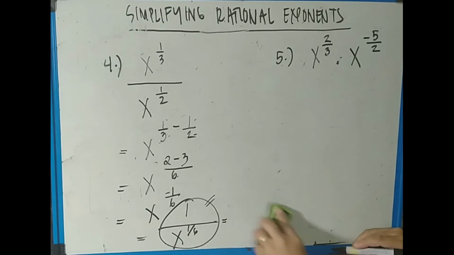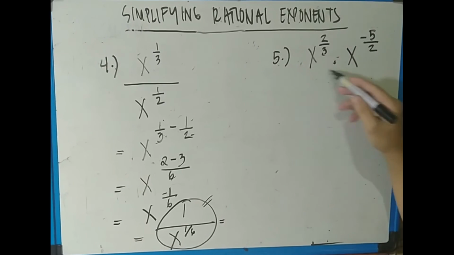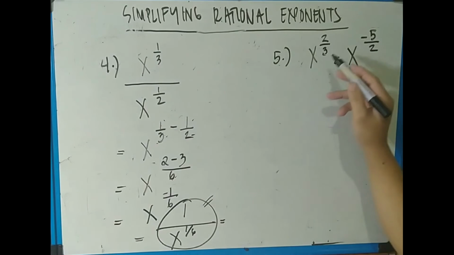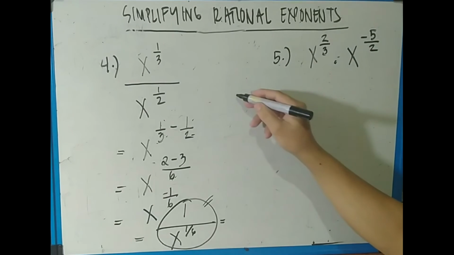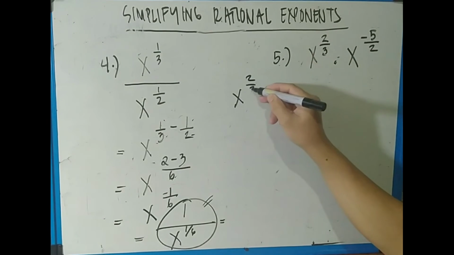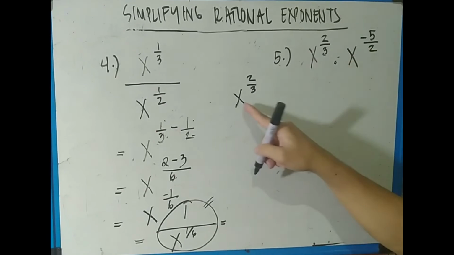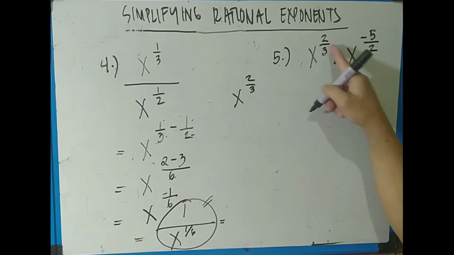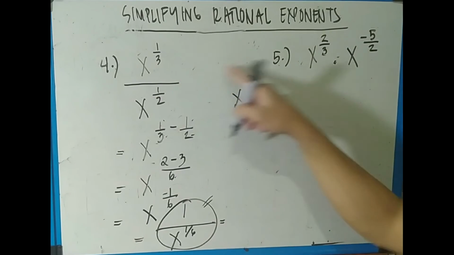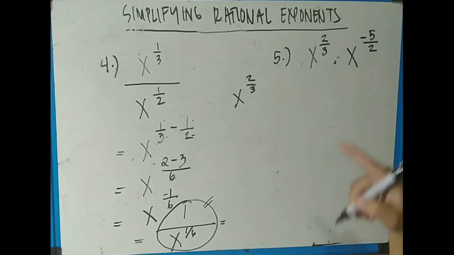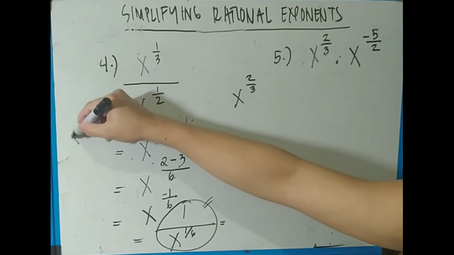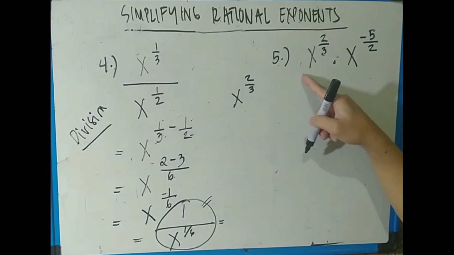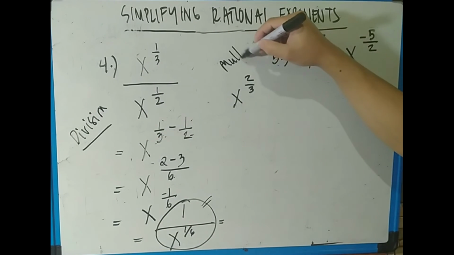Next, for this one, since we have multiplication, ang gagawin naman natin sa exponent, kanina nag-subtract tayo, this one, add lang natin sila. So, we have x raised to 2/3. Tapos, kopyahin lang natin ang base, same base lang naman sila, then subtract the exponent, or sorry, add the exponent. Kanina subtract, this one add. The difference is, kanina, the process is division. Okay, for this number 5, the process will be multiplication.